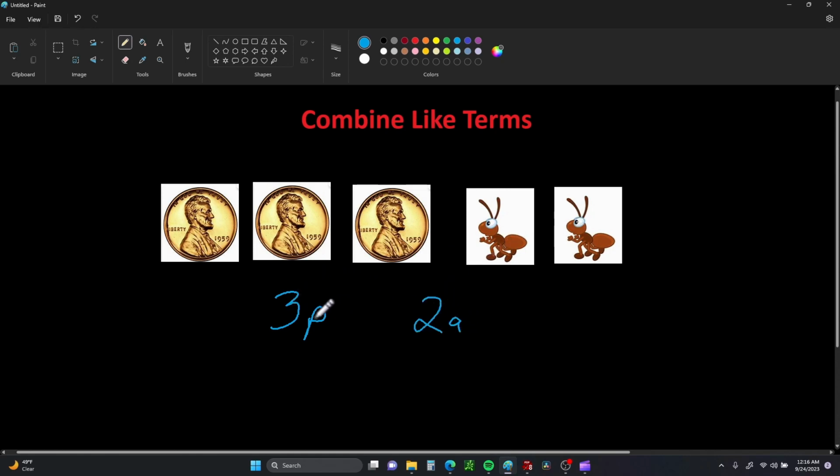So my 3P plus 2A, that's as far as we can go as far as combining them. These 3 become 3P, and these 2 become 2A. And they cannot be combined because they're not the same thing.